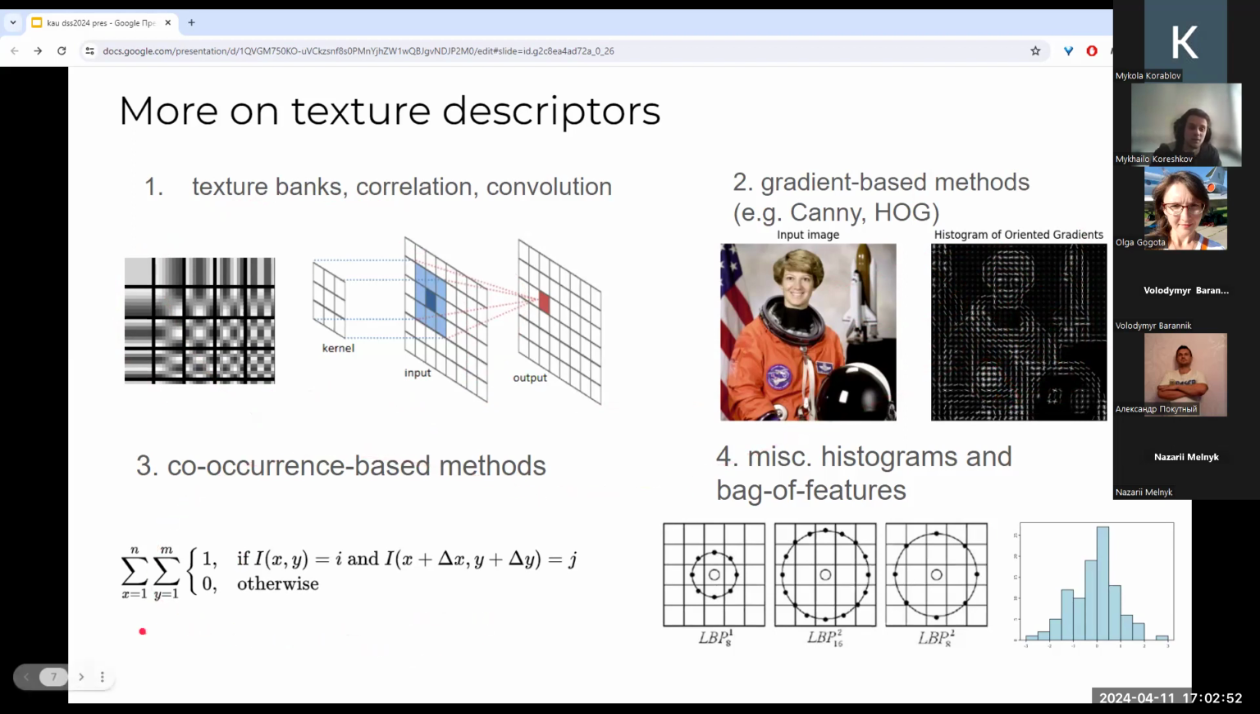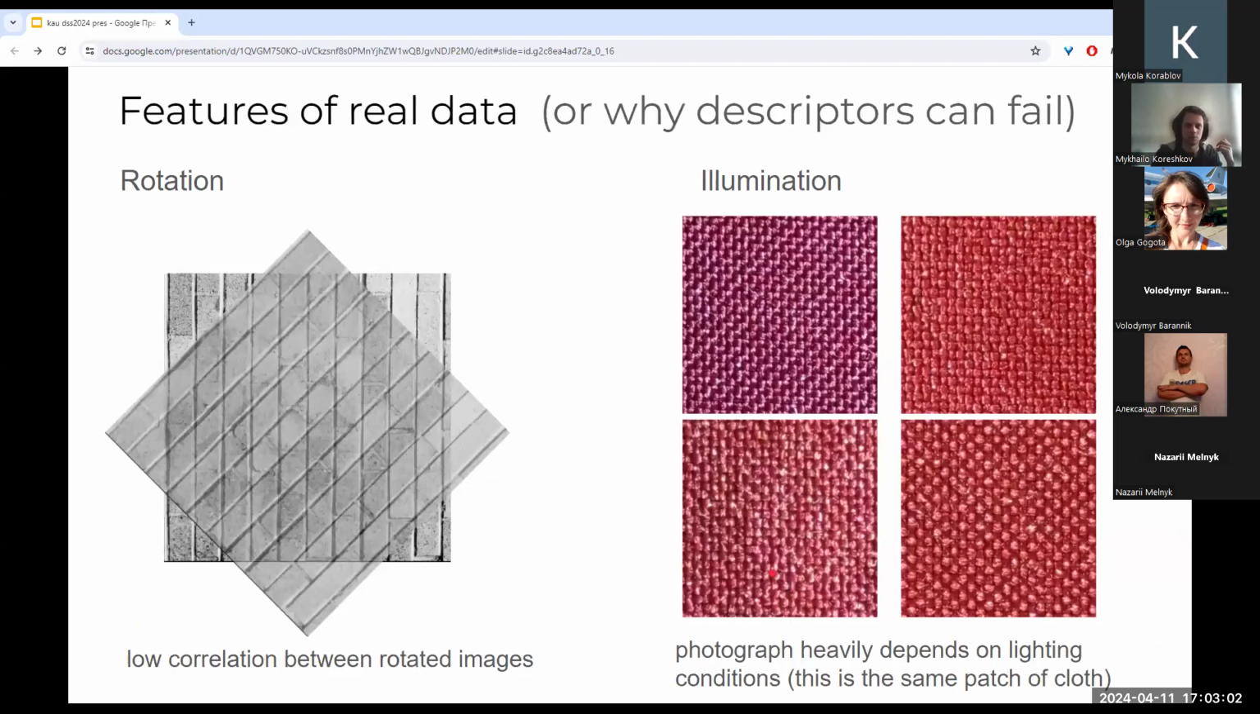Co-occurrence-based methods, yeah, are just a mathematical formulation of it. And yeah, I have a lot to talk about, so I will proceed.